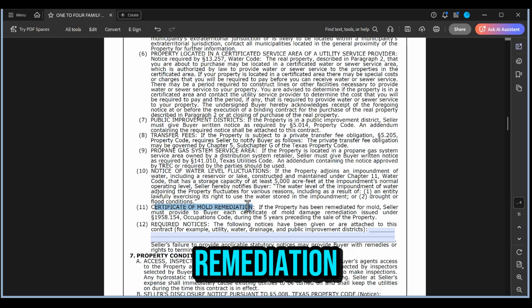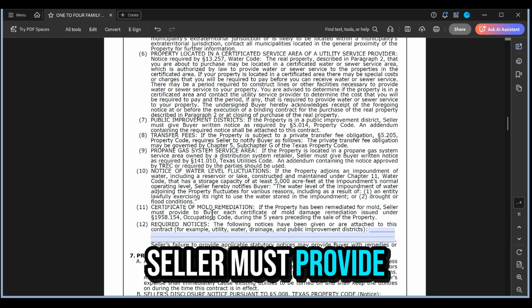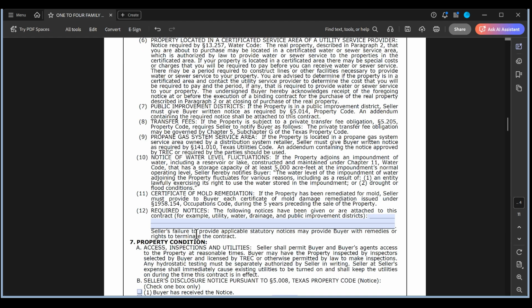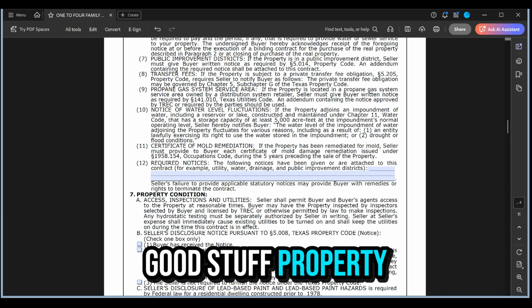Certificate of mold remediation, because we had a lot of flood. If the property has been remediated from mold, the seller must provide to the buyer a certificate under this. This is new, actually, I think it's new. Attached to this contract, water, utility, drainage, all this good stuff. Property, do you buy it?